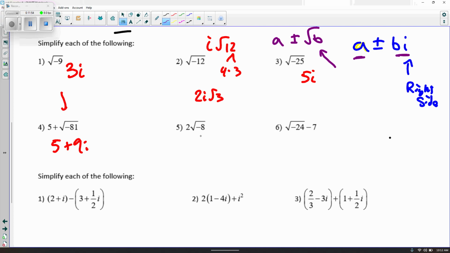8 breaks down to what? 2, 2, 2. There's a negative there. So that's going to end up being a pair of 2's is going to come out and join that 2 in front, which makes that 4. The negative turns into an I, and I get root 2. So 5 is that.